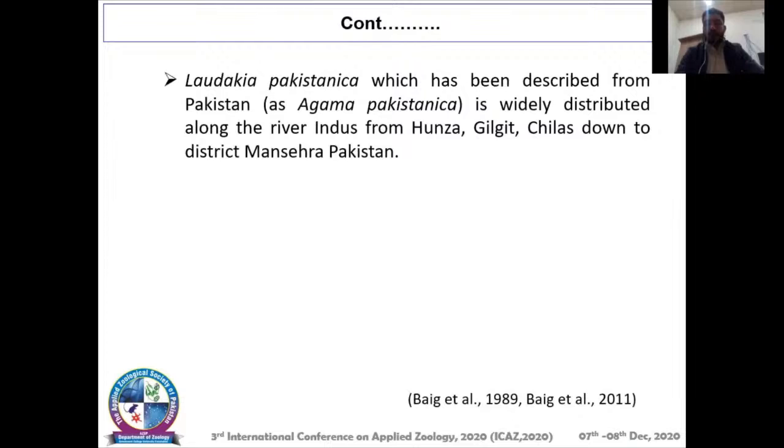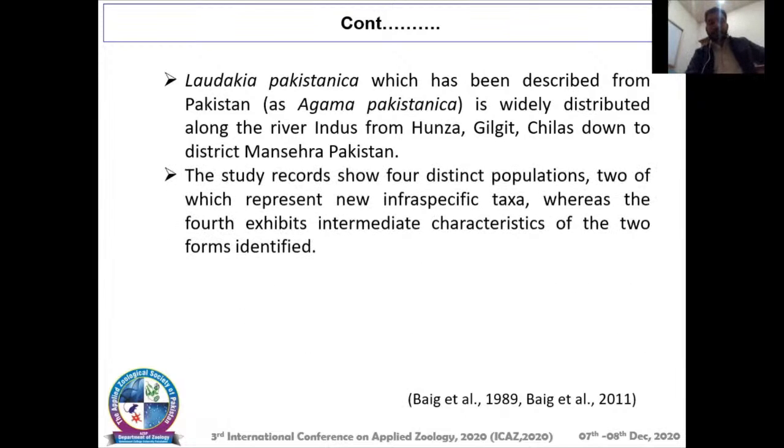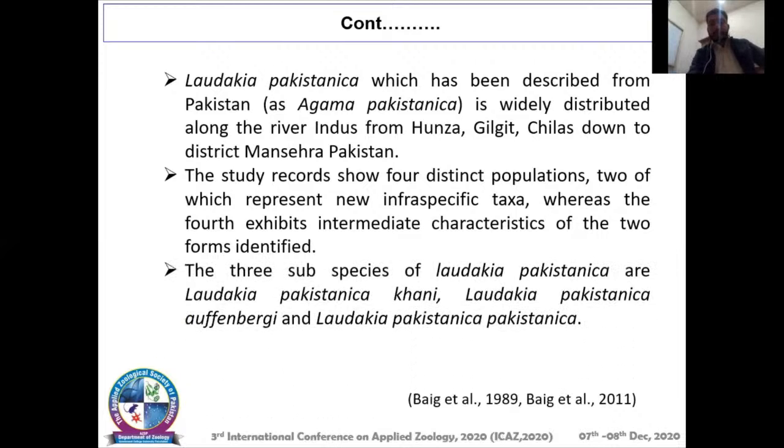Laudakia pakistanica, which was described from Pakistan as Agama pakistanica, is widely distributed along the river Indus from Hunza, Gilgit, Chilas, Jaun to district Mansehra, Pakistan. The study records show four distinct populations, two of which represent new intraspecific taxa, whereas the fourth exhibits intermediate characteristics of the two forms identified. The three subspecies of Laudakia pakistanica are Laudakia pakistanica khani, Laudakia pakistanica offenbergi, and Laudakia pakistanica pakistanica.